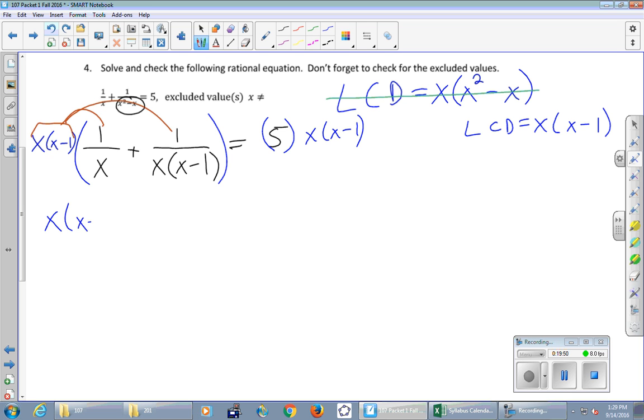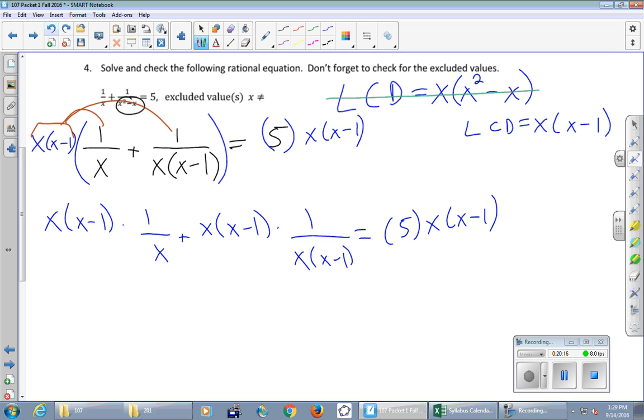So x minus 1 times, what's the first fraction? 1 over x. That's the first distributing. Plus the same x minus 1 coming into the second fraction. What's the second fraction? Good. Equals, and then just copying the right-hand side. So mildly annoying to write all that out, but leads to a lot more accuracy.